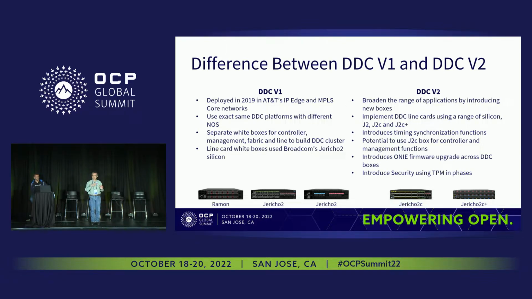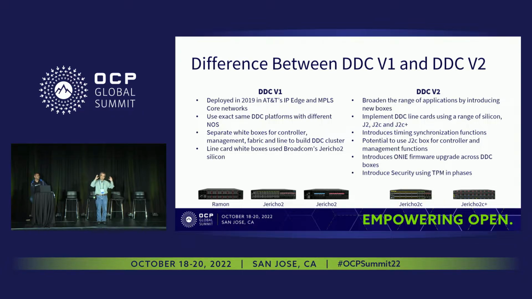You scale this horizontally. You don't get into a gigantic chassis with one line card and a big power supply drawing all the power. So DDC is mainly for scalability, pay as you go. V1, we did it 2-3 years ago here at OCP, along with our customer AT&T, going into production already. V2, what we are bringing today, is an additional member.